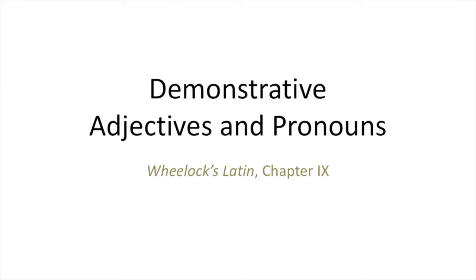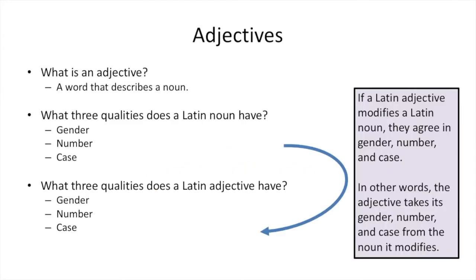So let's first start with a review of adjectives. An adjective is a word that describes a noun. In Latin, an adjective will have the same gender, number, and case as the noun it modifies. It takes those three qualities, that gender, number, and case, from the noun that it modifies.